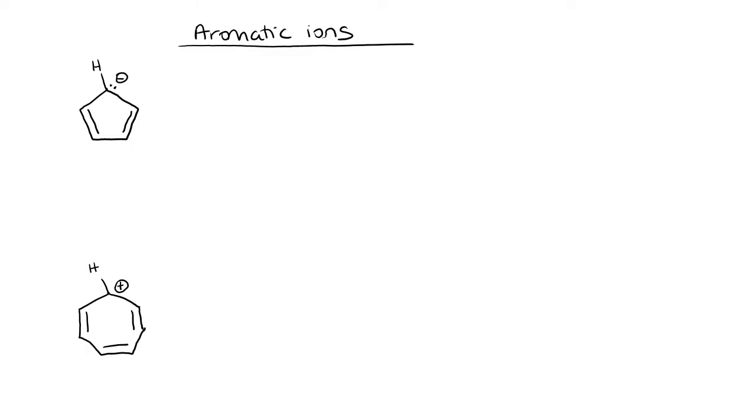Ions are also capable of being aromatic. In our first molecule, we're going to pay close attention to the carbon containing the lone pair here. As you can see, the other 4 carbons are all sp2 hybridized, and we currently have a total of 4 pi electrons. Now this carbon containing the negative charge, normally a carbanion, is sp3 hybridized.